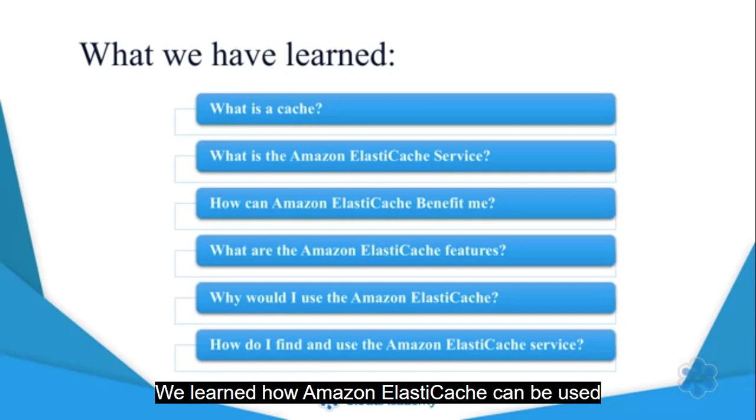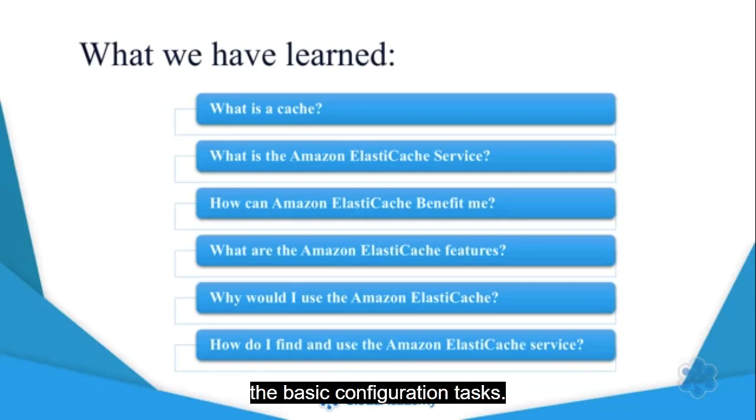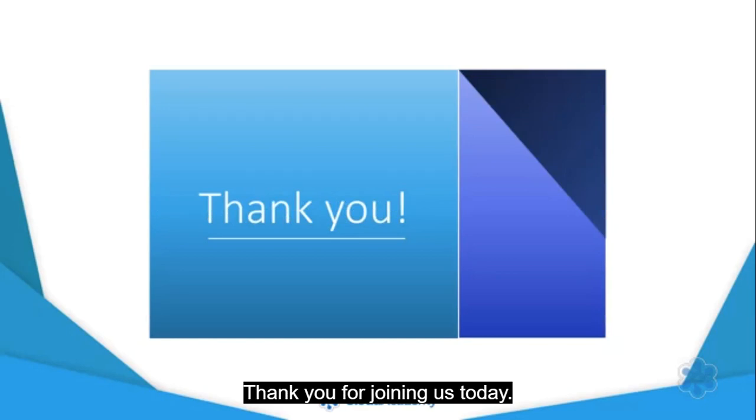We learned how Amazon ElastiCache can be used to enhance the performance of online gaming, social networking, Q&A sites, as well as recommendation engines. And finally, we can access the ElastiCache Management Console through the AWS console and describe the basic configuration tasks. Thank you for joining us today.